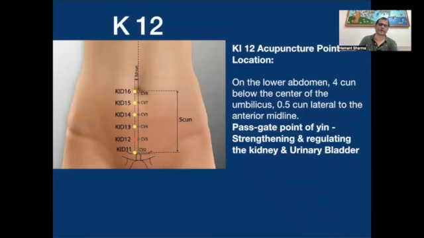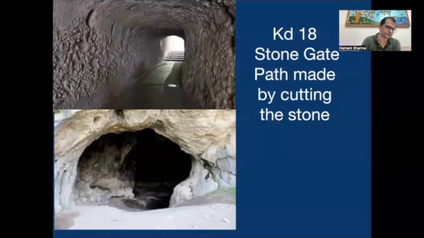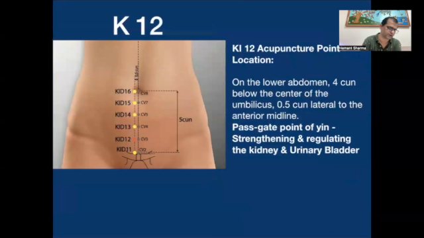Now let's move to the point number 3, that is kidney 12. There are 2 points found in the kidney meridian, kidney 12 and kidney 18. हम 2 पॉइंट की बात करेंगे. तो चलिए पहले हम बात करते हैं किडनी 12 से. Kidney 12 and kidney 18. There are 2 points. They're very good. Now look at here.